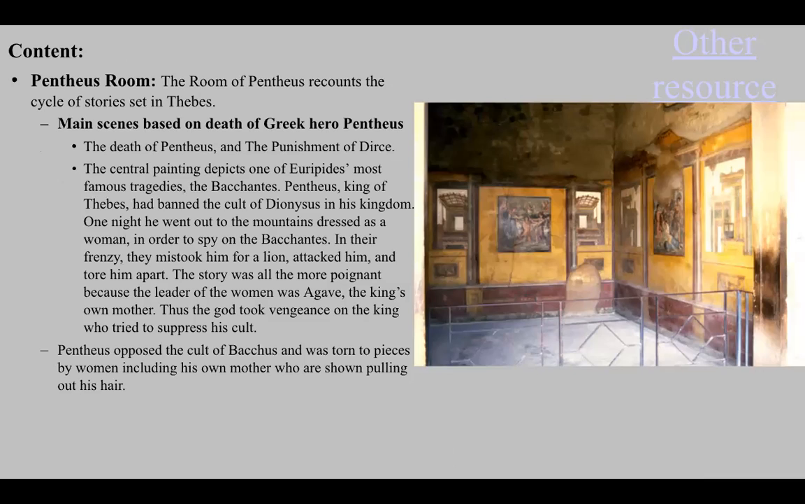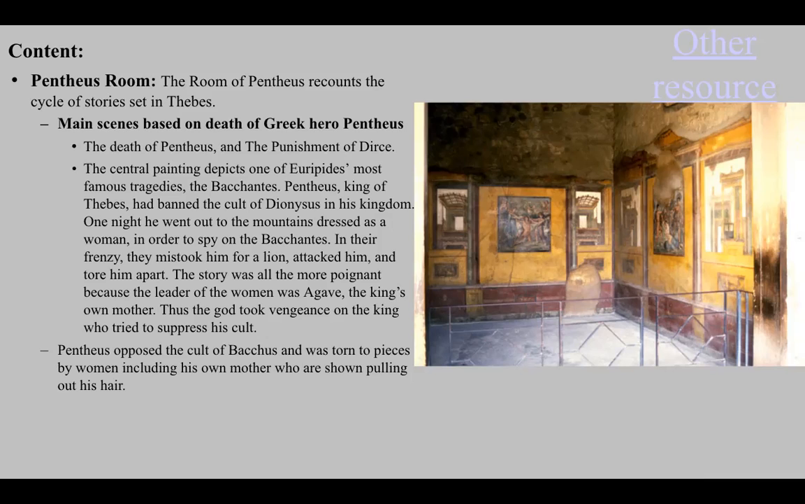Now, when it comes to the content of the painting, there are several different murals, and there are several different resources about what the themes are based on. This is often called the Pentheus room, which recounts the cycle of stories about ancient Thebes. It talks about this Greek hero named Pentheus. There are these different images that are all about his life cycle. One of the major things about him is that he opposed the cult of Bacchus and was torn to pieces by women, including his own mother, who is shown in one of the images as pulling his hair.